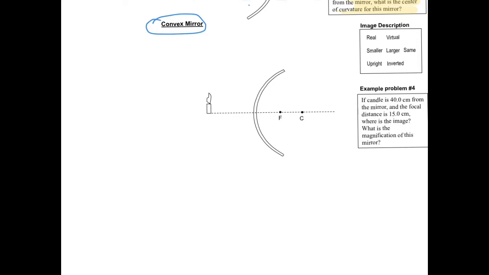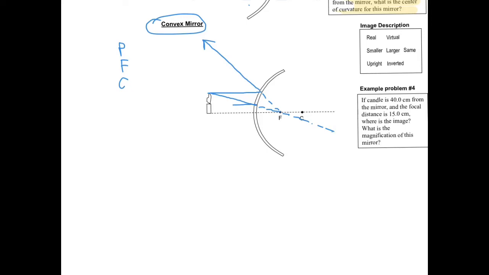So in the convex situation, we once again are going to use P, F, and C, our parallel, focal, and center ray. Our parallel ray will hit the mirror and will reflect not through the focal point, but as if it came from the focal point. So it's going to deflect off in this direction. Now, the one that goes towards the focal point will obviously never get there because the focal point is behind the mirror. But it's going to reflect parallel.